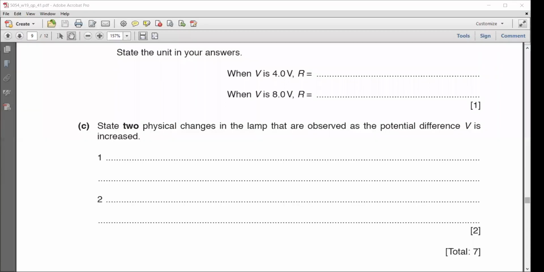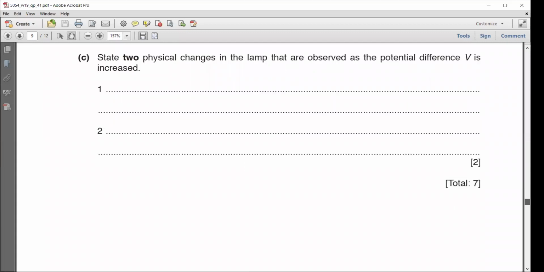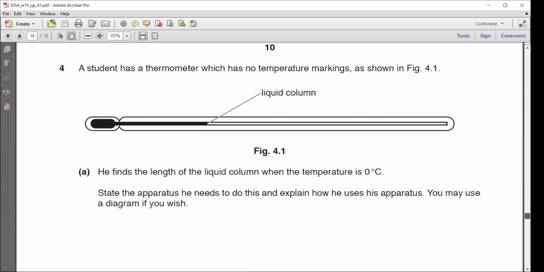Now we will do another question. We will do this one, question number 4. Are you seeing the screen, everyone? Yes, sir. Is the voice clear to you? Yes, sir. Now, Aisha, you read.